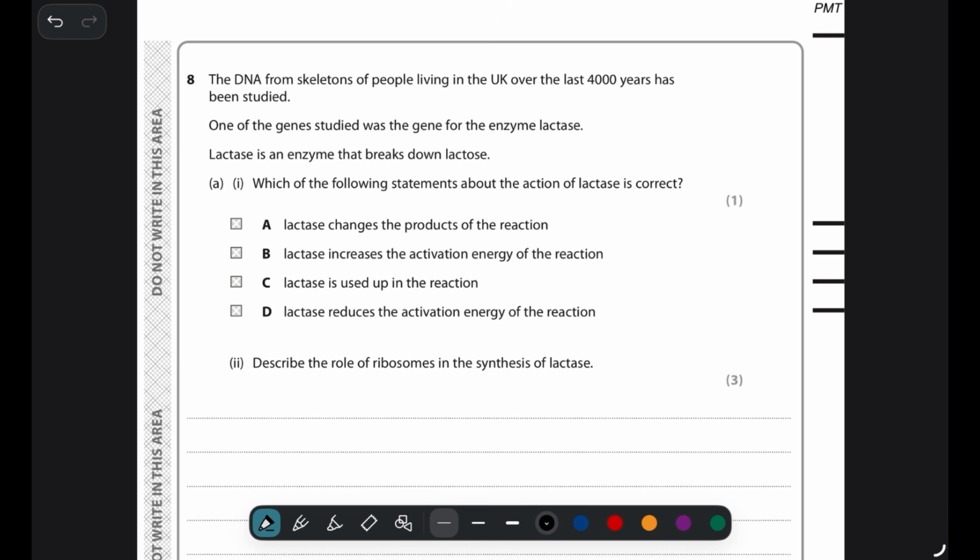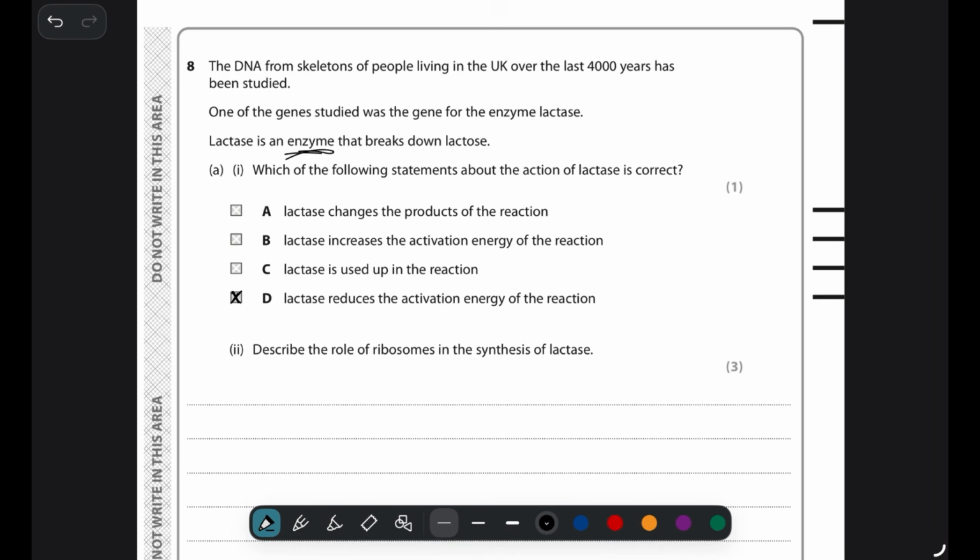Okay, and one of the gene studies is lactase. So I'm thinking this might end up being about evolution, but we'll see where it goes. Now, which of the following statements about the action of lactase is true? Just think about it. Lactase, they've told you, is an enzyme. So what do enzymes do? Enzymes lower the activation energy without being used up. So the correct answer is D.